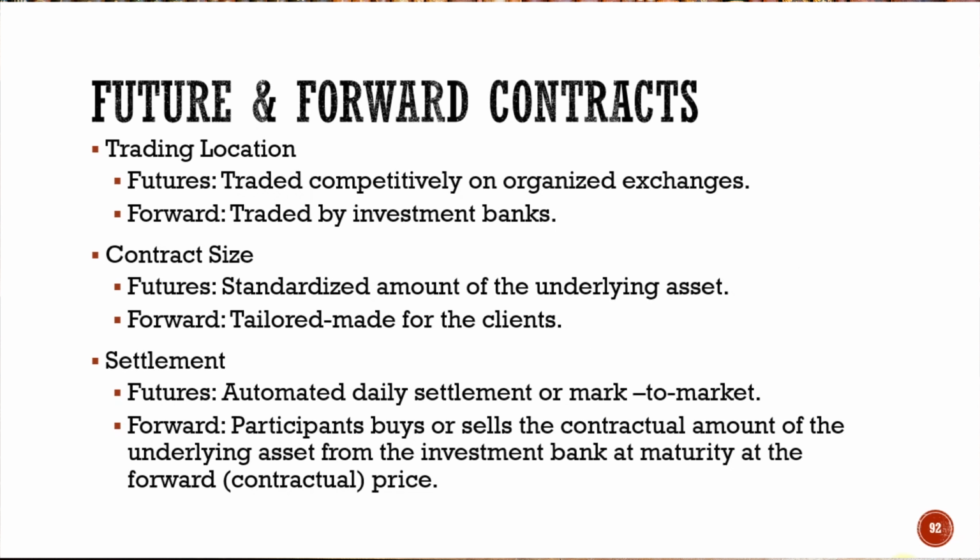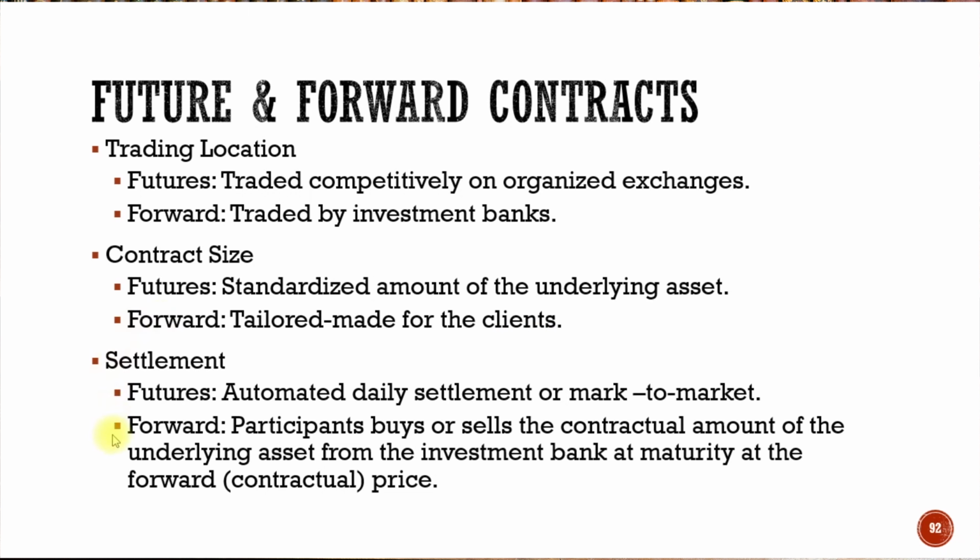Now, let's switch the terminology slightly and call it futures and forward contracts. Now, futures are traded competitively on an organized exchange, unlike the over-the-counter, the OTC market. Forward contracts are traded by investment banks. And the big difference is that futures are a plain vanilla standardized contract. A forward contract is then tailored to your specific needs. The contract's size are standardized for an underlying asset. The forward is tailored for your exact needs, even to the penny if you so demand it.